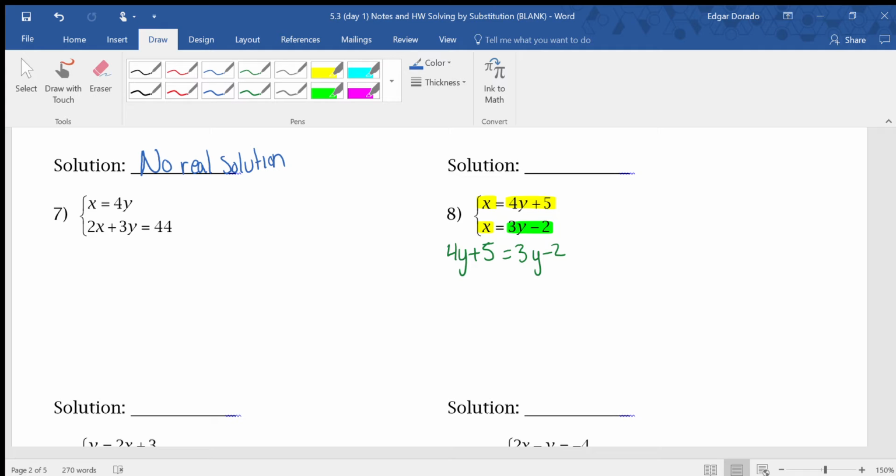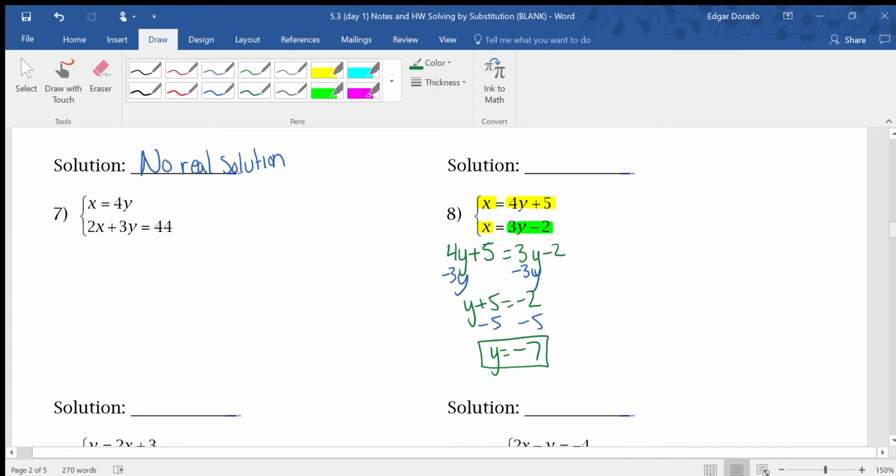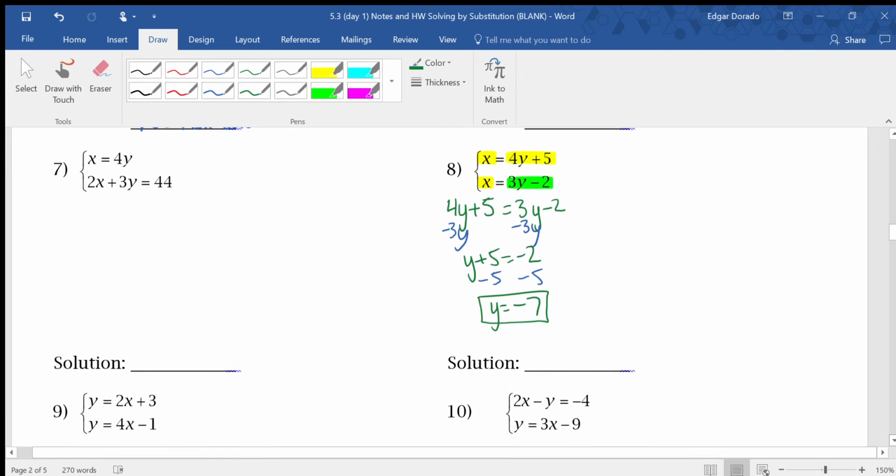Alright, so let's continue solving from there. I'm going to go ahead and subtract 3y. Remember, always move the smaller variable first. So this is y plus 5 equals negative 2. Subtract my 5 to get y equals negative 7. So that is the y portion of my solution. We don't know what x is yet, so it's just something comma negative 7.